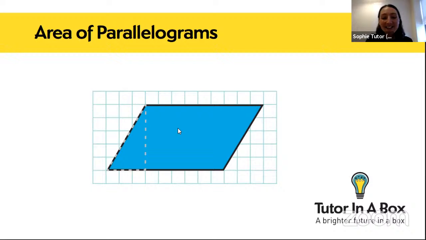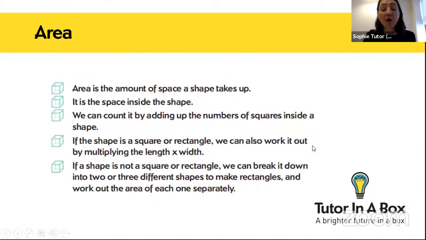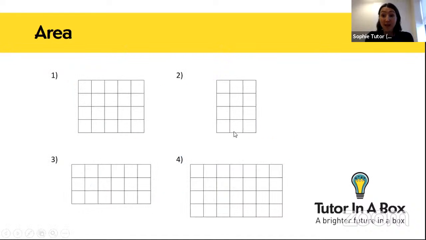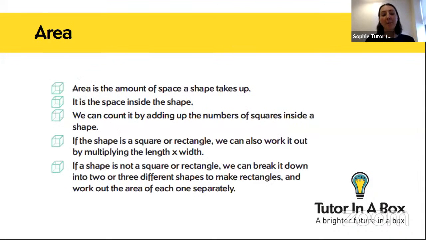Okay, so just as a little bit of a recap then today, so we touched on area. Today we've done all about area, and remember, area is the amount of space a shape takes up. We can either work it out by adding up the squares. So if we've got something that looks like this, we can add up the squares to give us the area, or we can work it out by doing the length times the width. Okay, so we can do the length times the height, for example. If it's not a square or rectangle, then we can break it down into 2 or 3 different shapes and make it rectangles or squares.